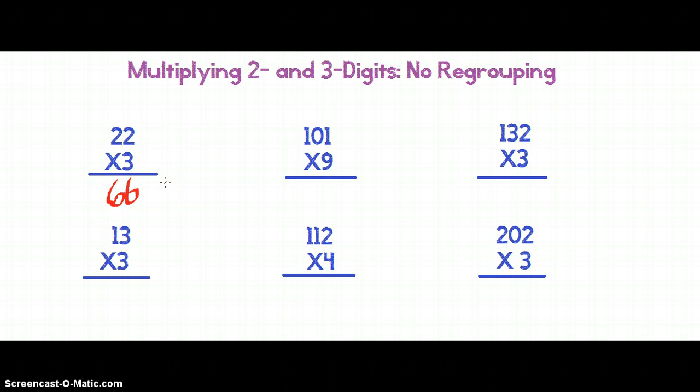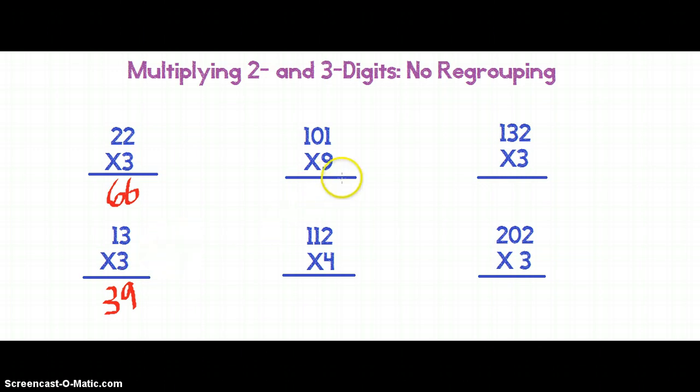Let's try another one. Down here, we have 13 times 3. I'm going to multiply my ones place first. 3 times 3 equals 9. And then I'm going to multiply my tens place. 3 times 1 equals 3. Now remember, you're always going to start with your ones place, just like you do in addition. When we do an addition problem, we start all the way to the right and we work our way to the left. You're going to do the same thing on these problems.